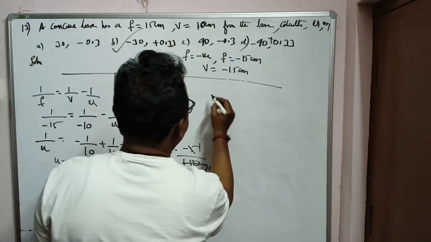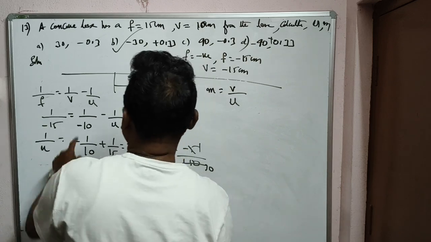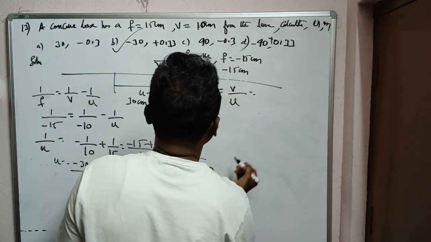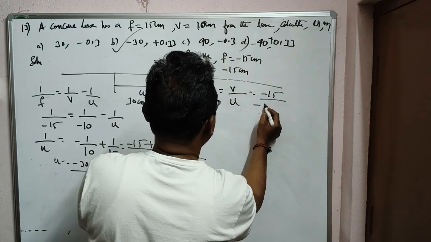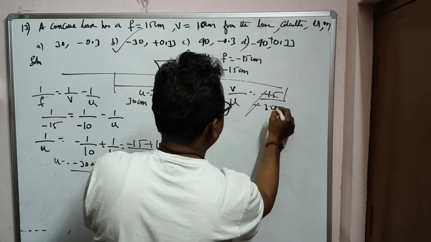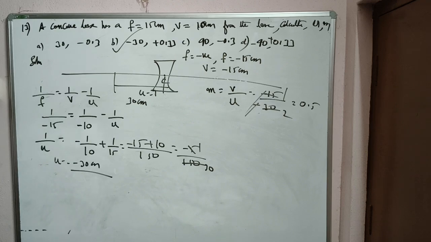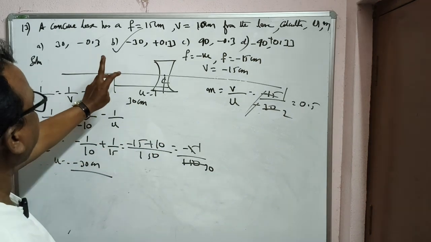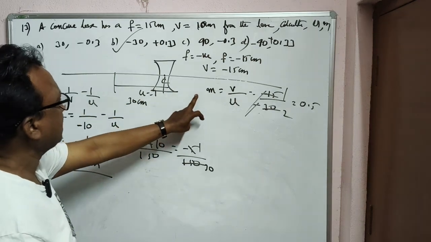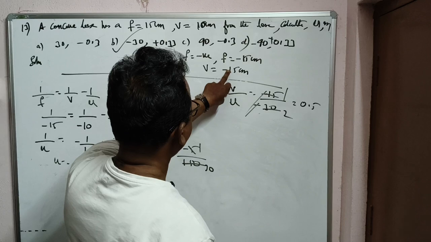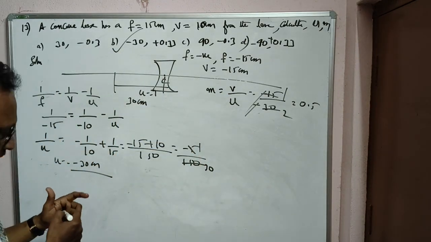And one more, he has asked magnification. Magnification is V by U for lenses, with proper sign. V we already got, how much? Minus 15 by minus 30. Minus means cancel. 15 ones are 15, 2 are 0.5, plus. Please check up V, how much we got? V by U, that is minus 15 by minus 30, yes, 0.5 only.